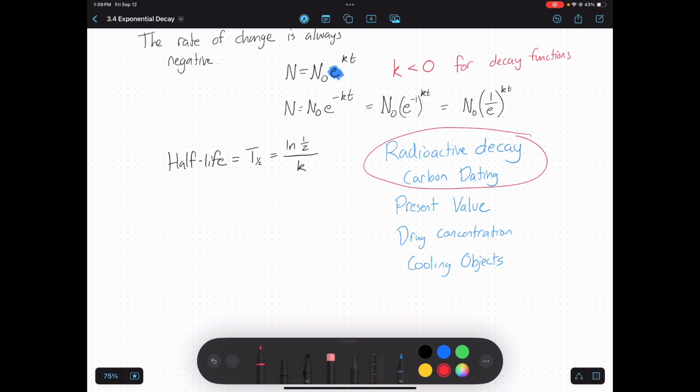But what's interesting about this is if you plug in natural log of 1/2, because 1/2 is less than 1, this actually ends up being a negative value. But because this is a decay function, what should be true about k? k will also be negative, and so you'll still end up with a positive amount of years, a positive value for your half-life, because both of these values are negative.